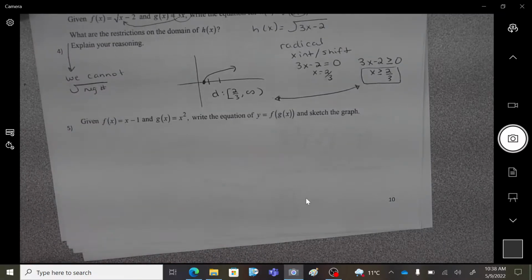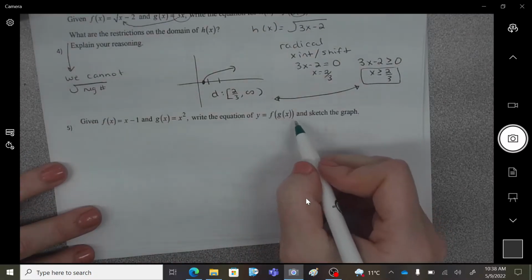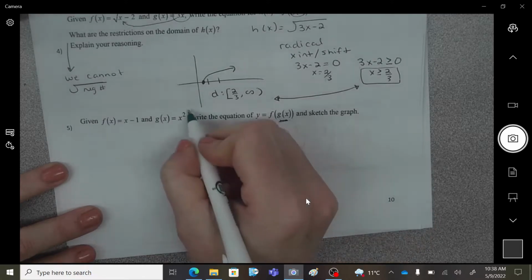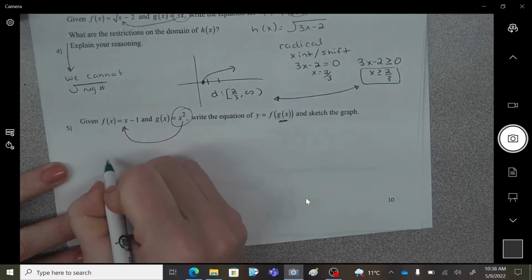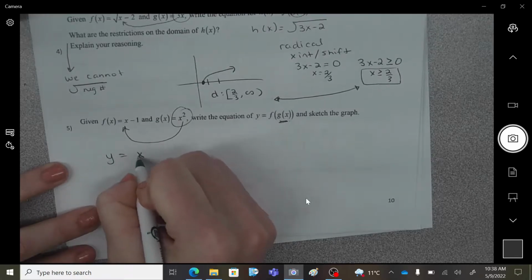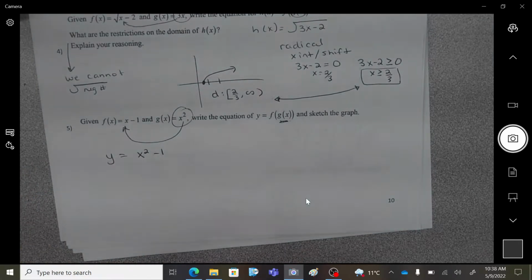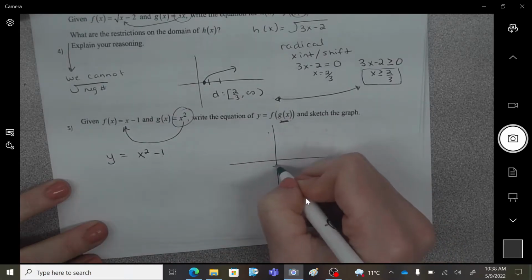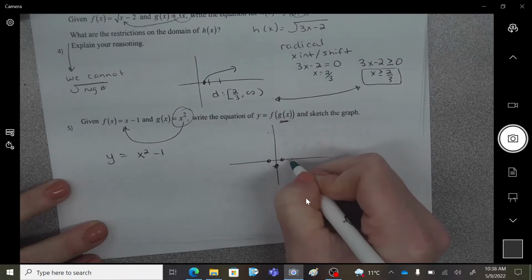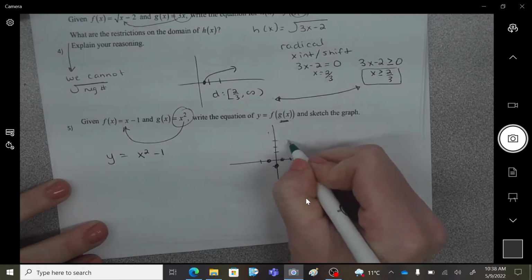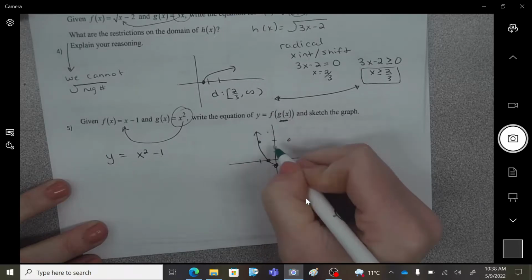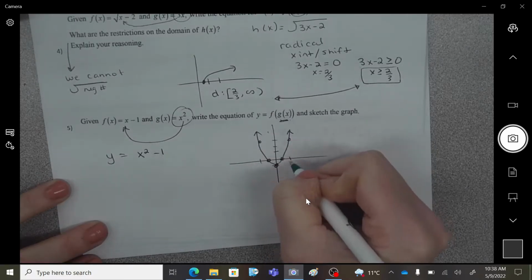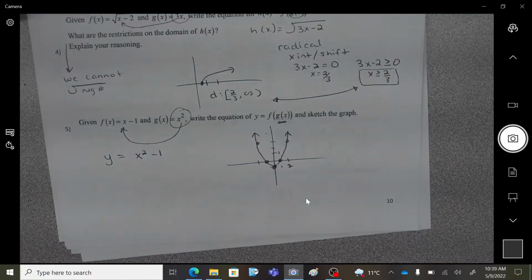Given that, write the equation of f of g of x. We're going to input the g into that. So now y equals x squared minus 1. And it says to sketch the graph. This is a parabola shifted down 1. 1, 1, 2, 4. That's the graph.